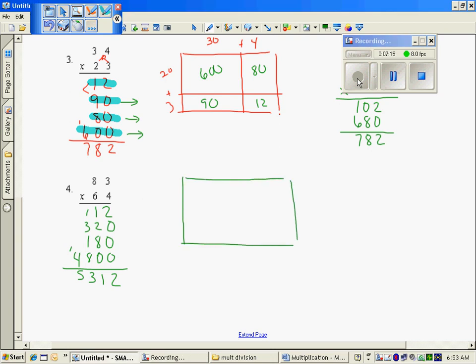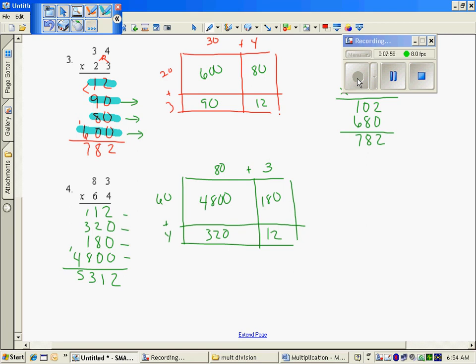Again, my rectangle. I'm going to break 83 into 80 and 3, and 64 into 60 plus 4. Looking at my different regions, I have 4, so they're going to correspond to my 4 partial products. 80 times 60 is 4,800. 3 times 60 is 180. 80 times 4 is 320. And 3 times 4 is 12. All 4 of my regions match all 4 of my partial products.